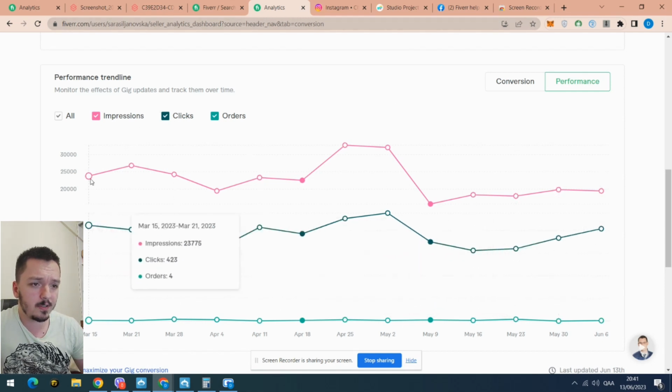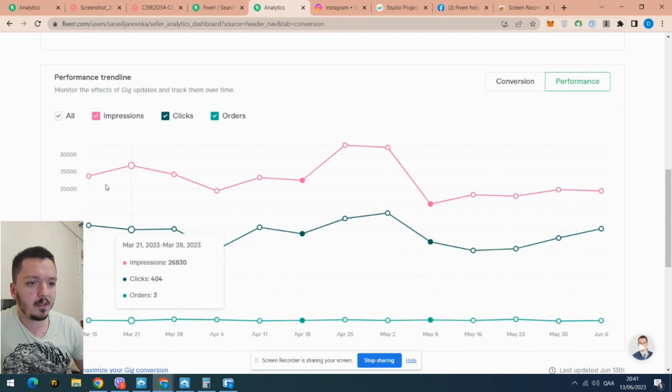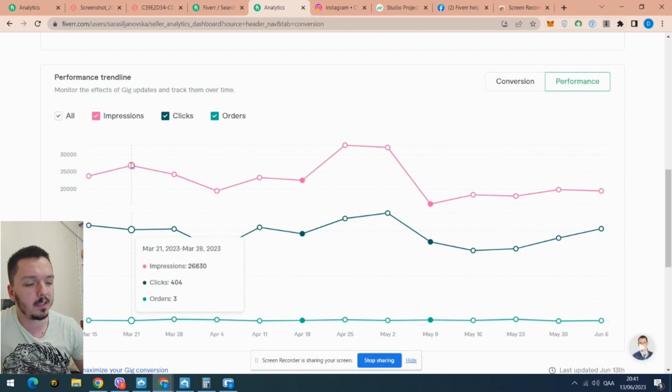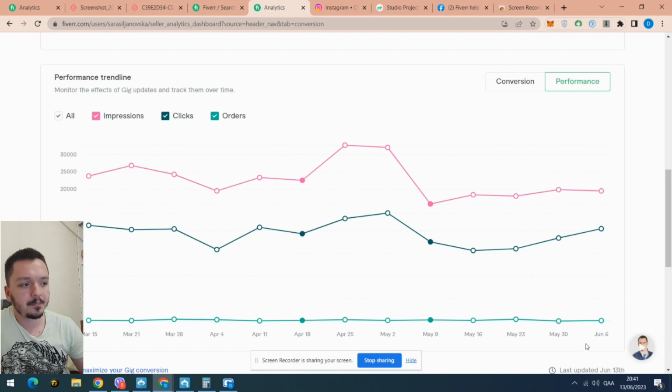Also you can see these circles, like dots, all over the place. This is basically showing that between two dots is one week duration, so how your gig performed in this one week. So this is one week from here to here, another week, another week, another week, etc. You can see from March 15 to June 6 is the last update.